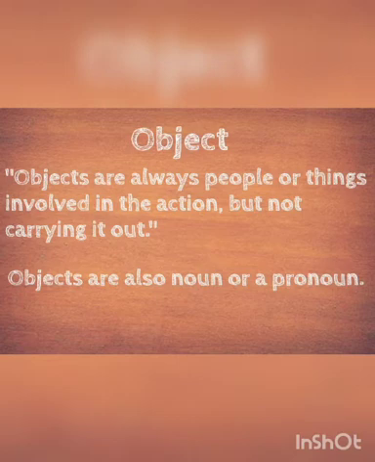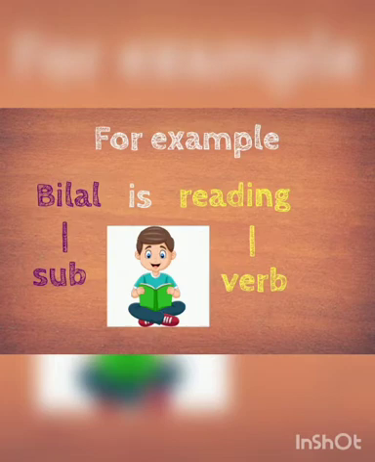Now let's look into object. What is an object and what does it do in a sentence? Objects are always people or things involved in the action but not carrying it out. It means whenever a subject performs an action, the one on whom the action is performed is our object. Whatever work our subject is doing in a single sentence, the one on whom the work is being done is our object. And object can also be a noun or a pronoun. Let's understand it from the example.